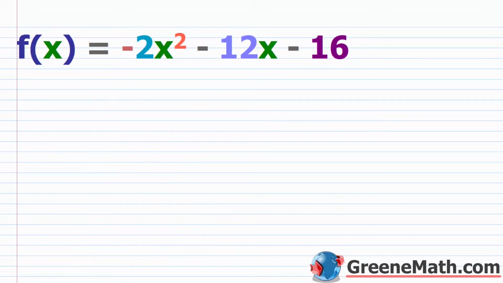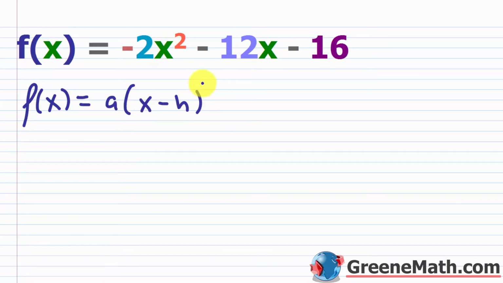I think it's useful to look at an upside down parabola. So we have f of x equals negative 2x squared minus 12x minus 16. So again, write it in vertex form. So f of x is equal to a times the quantity x minus h squared and then plus k. All right, a is negative 2 here. So let's go ahead and write that in. So we'll say this is negative 2.